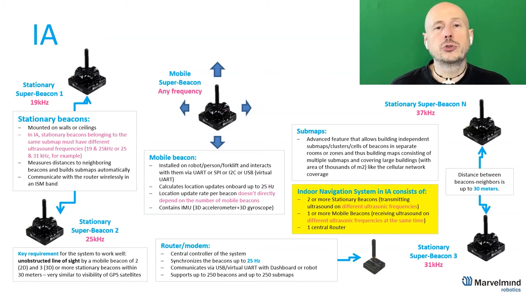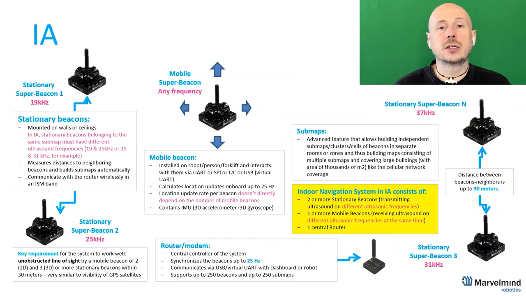And it also puts additional requirements on end users to understand the details. For example, a typical mistake is to try to build inverse architecture with 19, 19, 19, 19. No, it will not work, because the system will not be able to distinguish between different beacons having the same ultrasound frequency. It distinguishes based on the ultrasound frequency. So in one submap, each beacon must have a different ultrasound frequency.